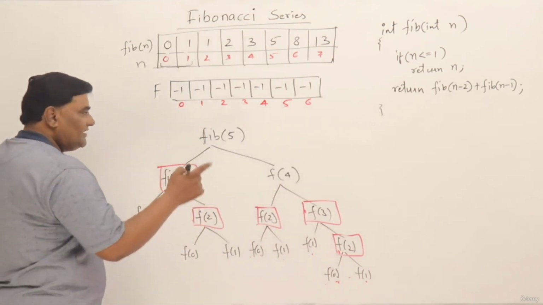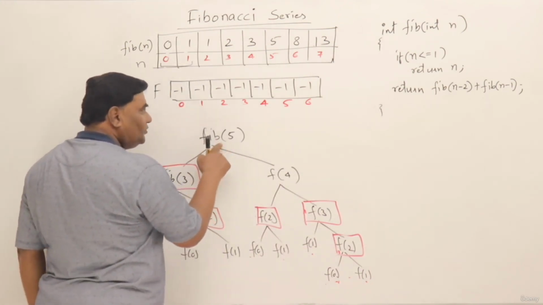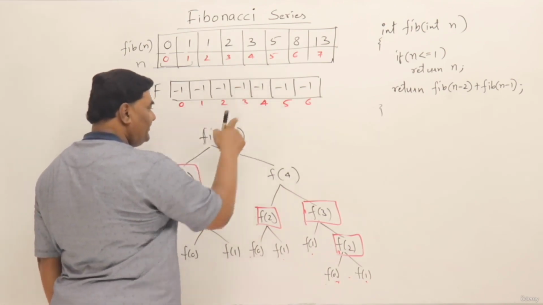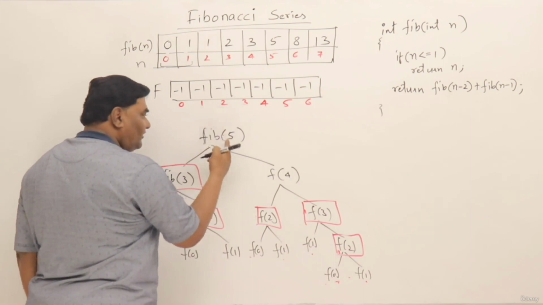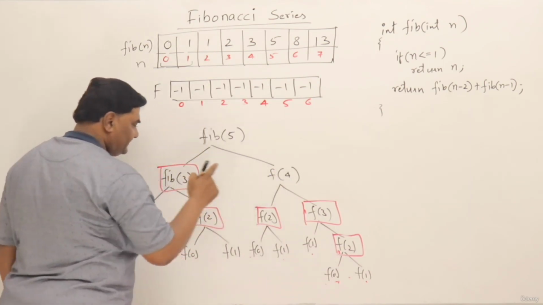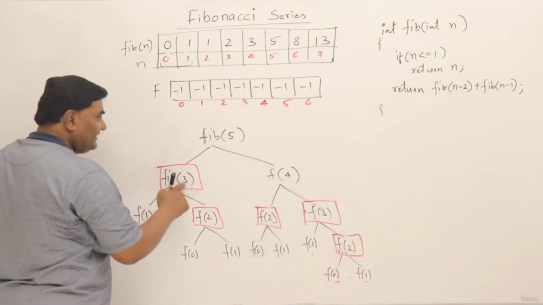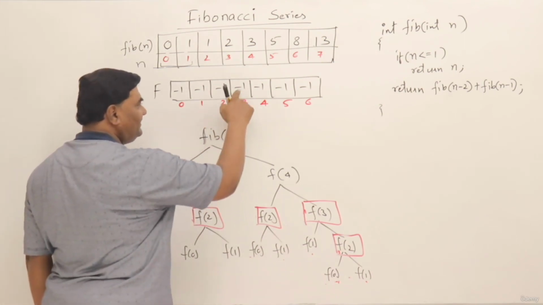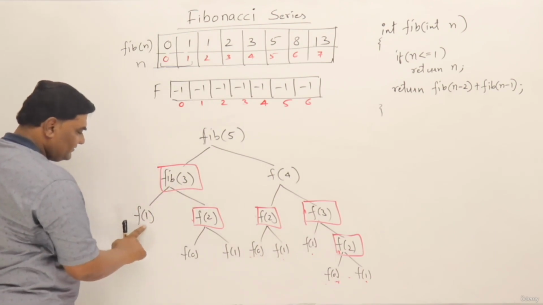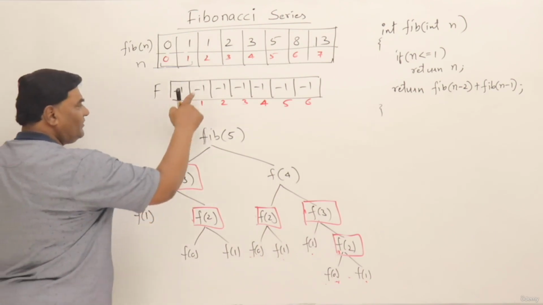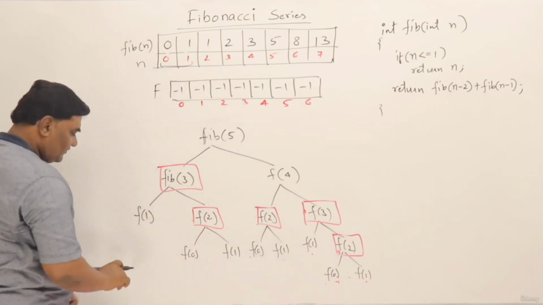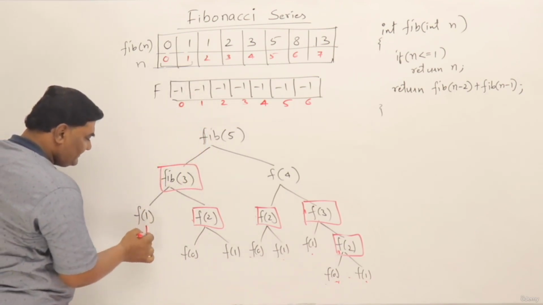Let us see. Call fib of 5. Do we really need to call it? Check f of 5. It is -1. We don't know the answer for this. Okay, call this one. When it is called, it will make 2 calls. The first call, fib of 3. Do we really need to make fib of 3? Yes, we have to because we don't know the answer. Then this will make fib of 1. Do we need to make a call for fib of 1? Yes, because it is -1. Okay, make the call. Once you make the call, the result is 1.